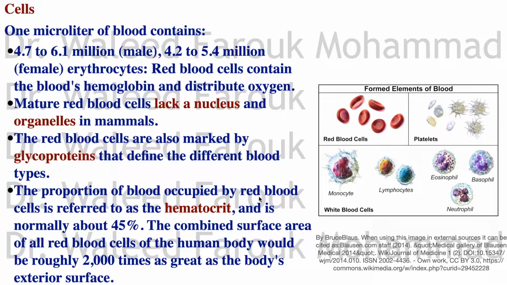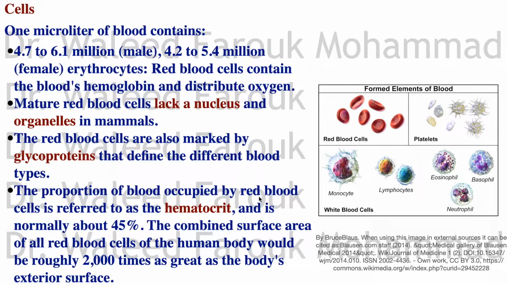The red blood cells also have markers on them composed of glycoproteins. They differentiate the blood into the types of blood we know, the A, B, AB, and O groups. Also, there are some proteins for the rhesus factor. We will discuss this later in a coming slide.